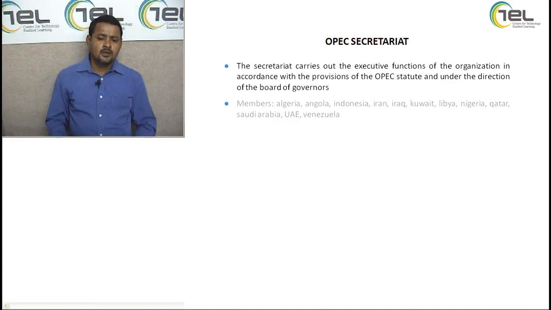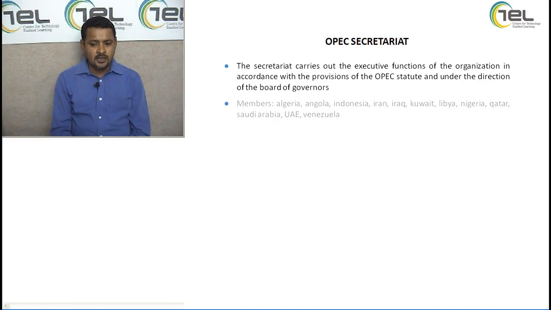OPEC also has a center which serves as its secretariat. The secretariat carries out the executive function of the organization in accordance with the provisions of the OPEC statute, under the direction of the Board of Governors, which are duly appointed by the respective member governments. There are consequently only 12 members of OPEC.